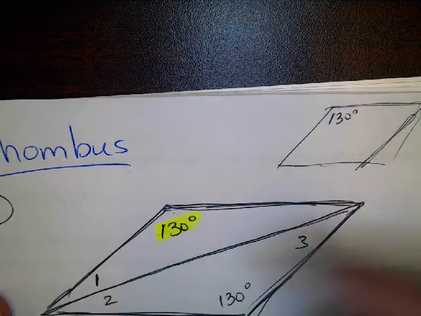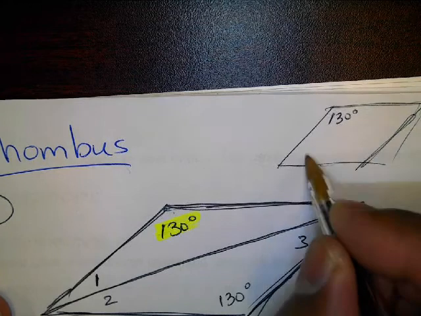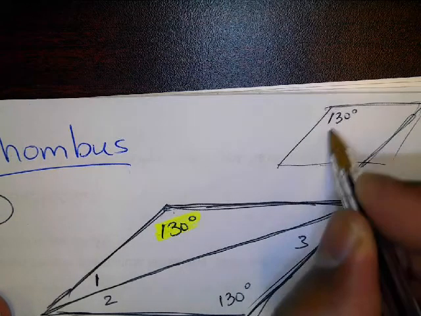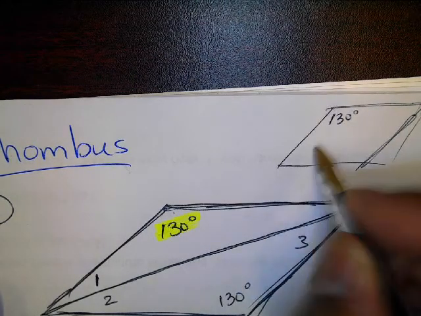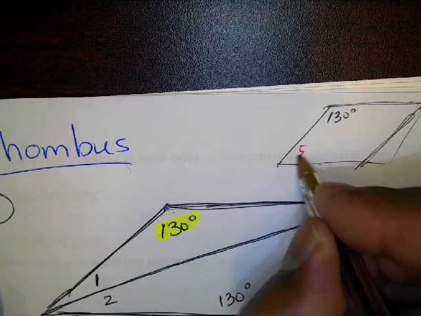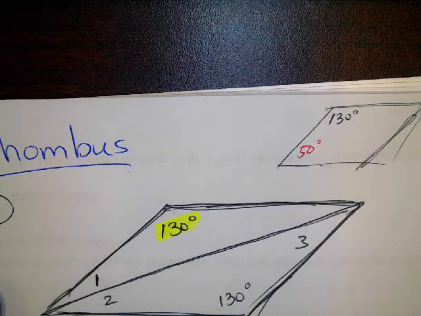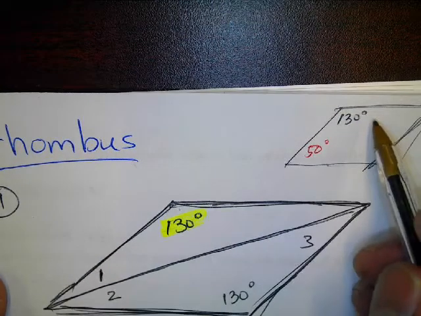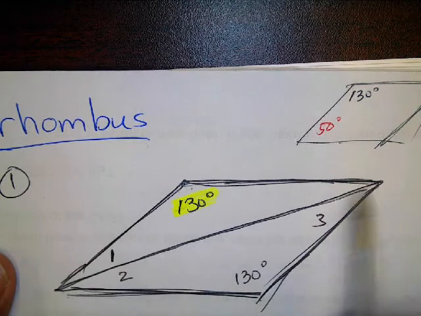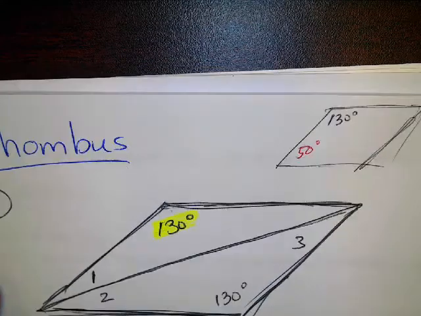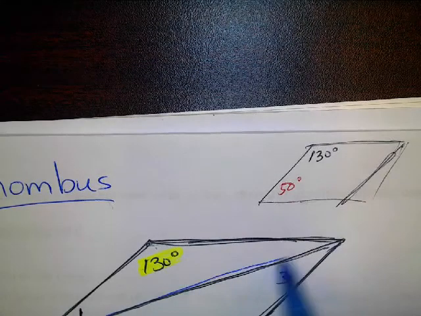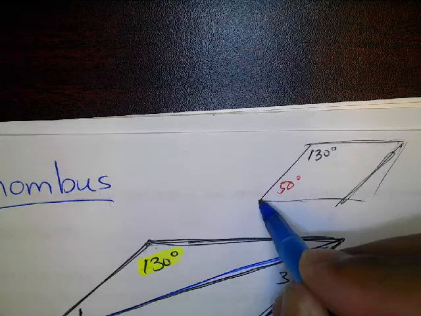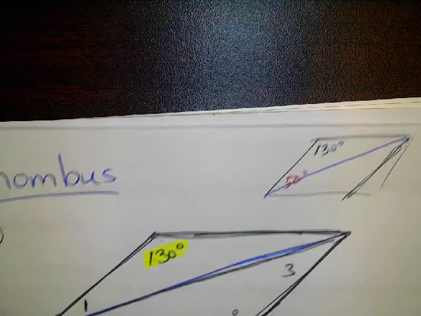So what do I have to know? Well, if this one's 130, this bottom angle, remember these two are what? Supplementary, they have to add up to 180, so this one has to be 50. This angle that's 50 is the one that's getting cut in half right here. It's the diagonal bisecting 50.